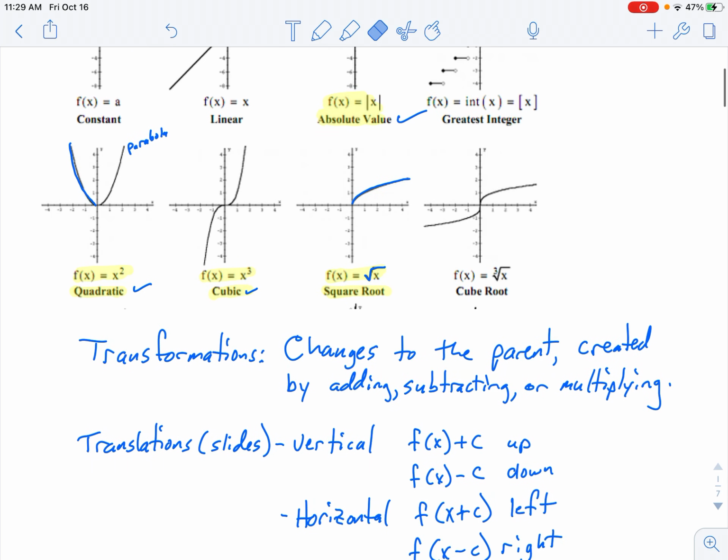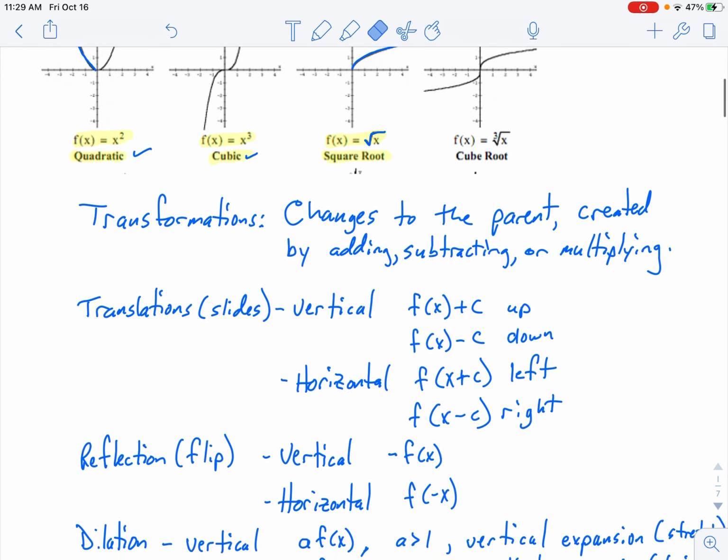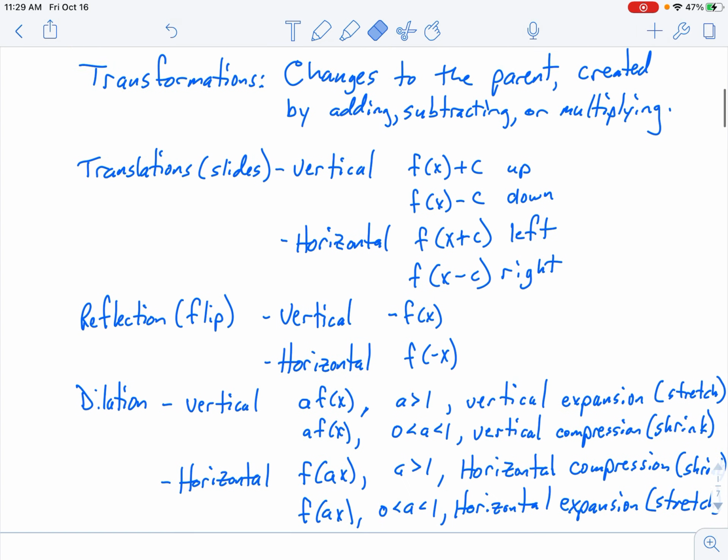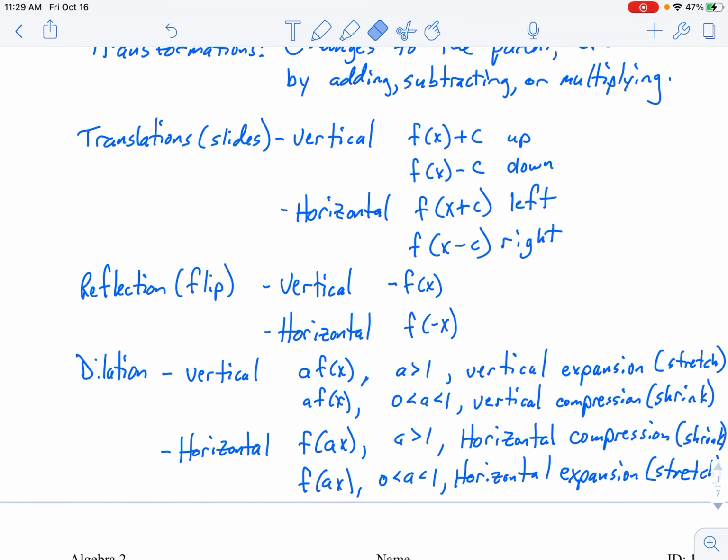Now, you should have studied transformations in geometry. There are slides or translations, flips or reflections, and then dilations, which are sometimes called expansions and compressions, or stretches and shrinks. Now, from here all through here, we're covering that tomorrow, okay?